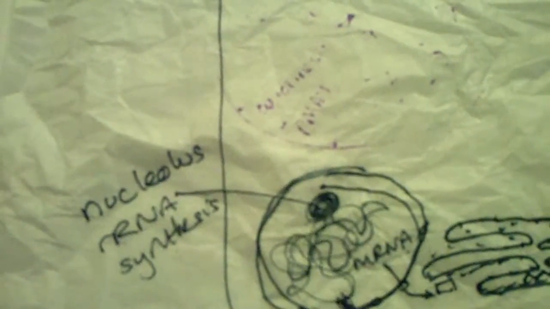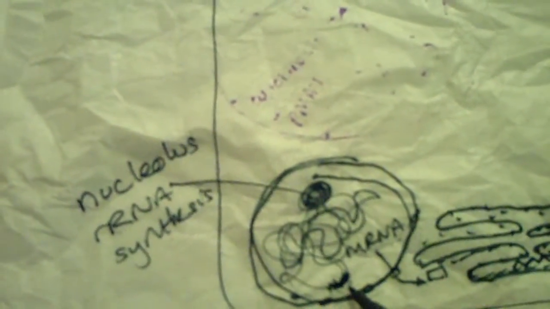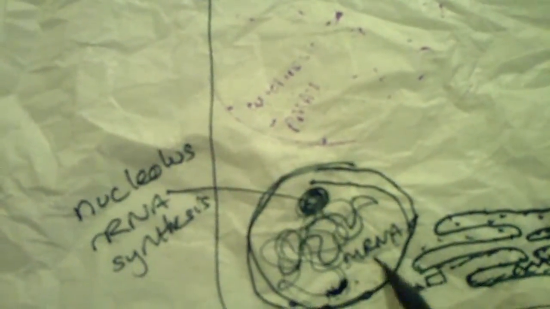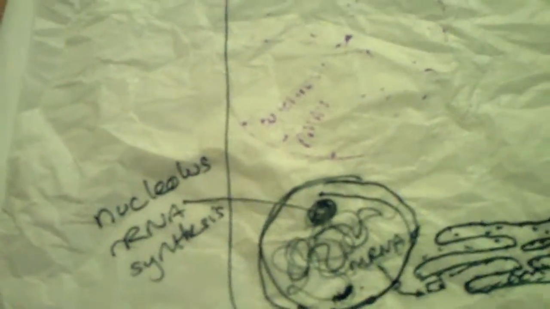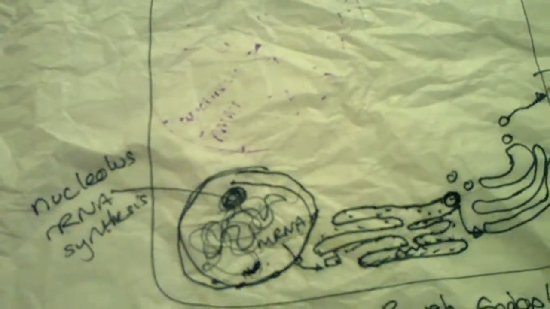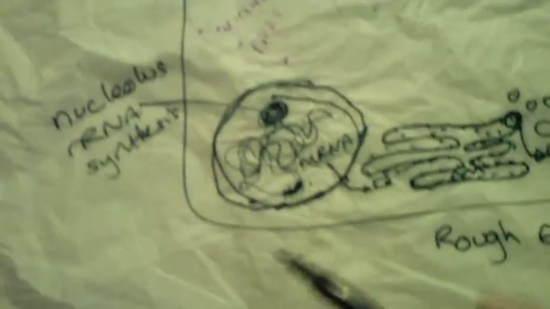So you have a copy of the DNA made, so this little section here, which will code for a particular protein, will be copied using RNA to make mRNA, and that will leave through the nuclear pore. The DNA cannot leave because it is just too long a molecule to be able to get out through that nuclear pore.